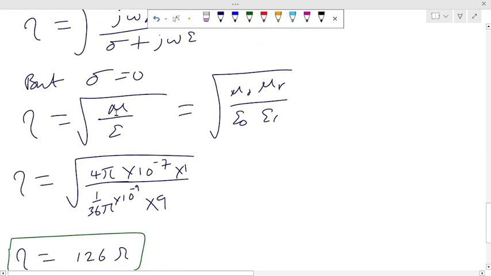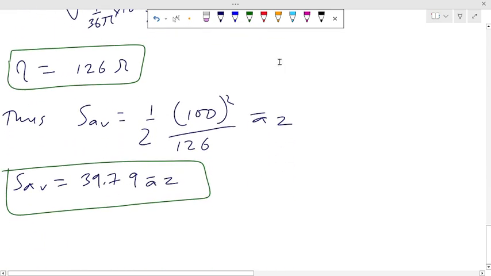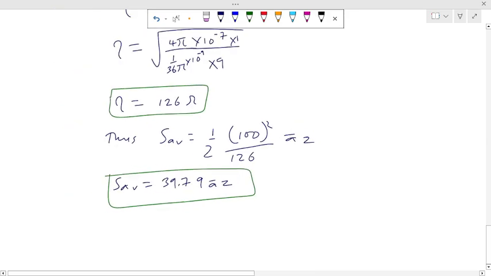So when we do this, this guy is equal to this, and this guy is equal to this. So you just plug in the values, and when you do that, you get the intrinsic impedance. So you put that intrinsic impedance value back into this equation, where the electric field is 100. When you do that, you get the average power as this, of course in the Z direction. So this is just it. I think that's all now.